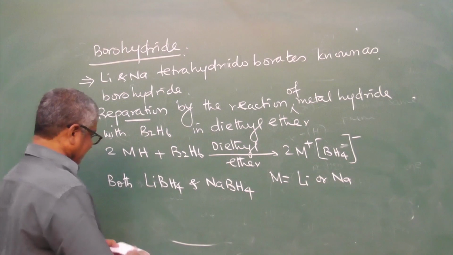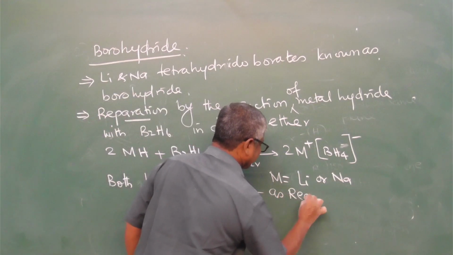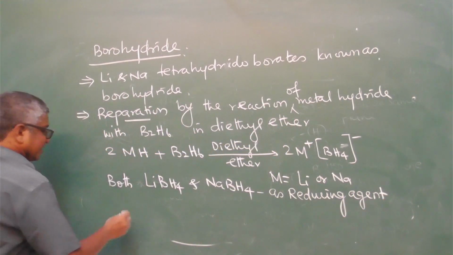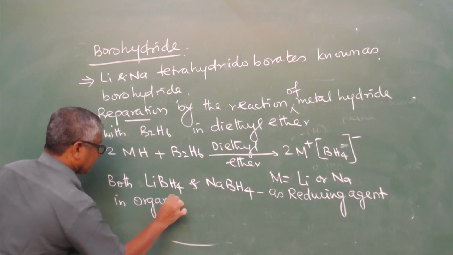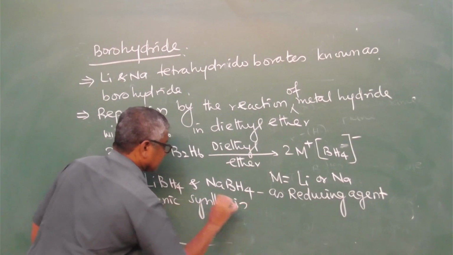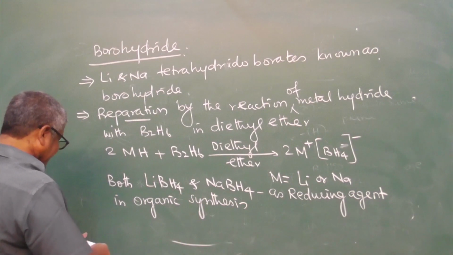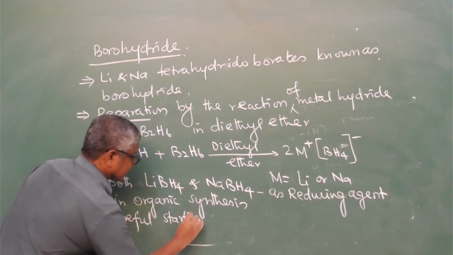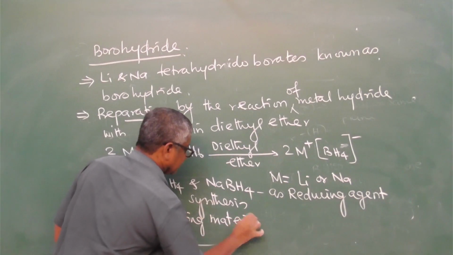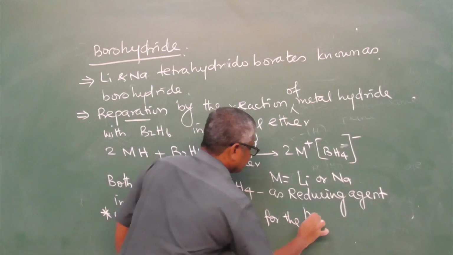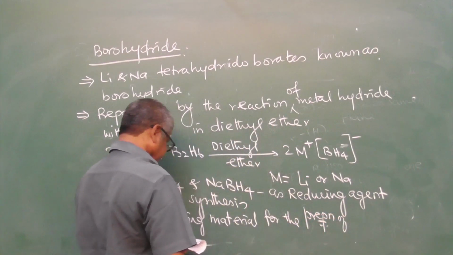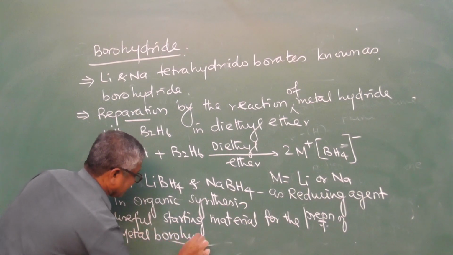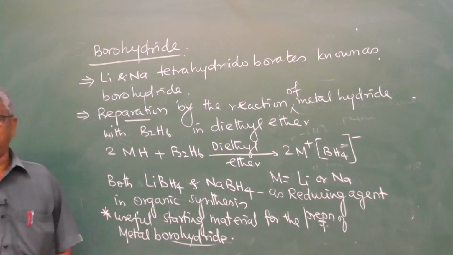Lithium borohydride and sodium borohydride are used as reducing agents in organic synthesis, and it is a useful starting material for the preparation of metal borohydride.